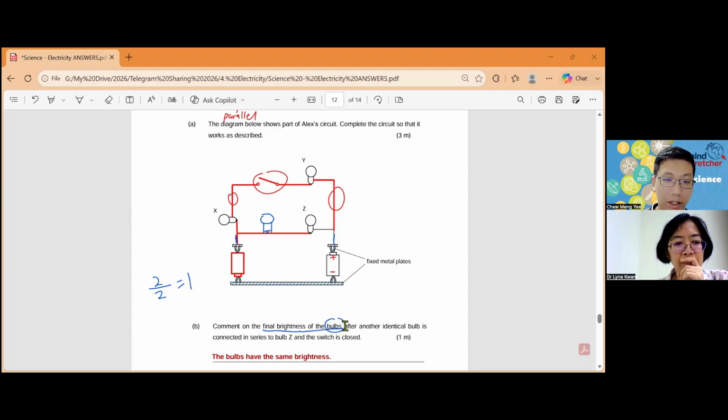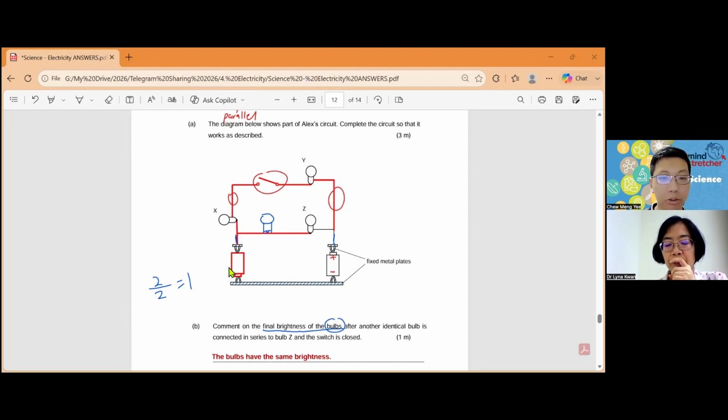So we are not talking about how Z has changed, but the final brightness, comparing all the light bulbs together. So your answer could be like, maybe X is brighter than Z, or the new one is brighter than Z. But all of them now have the same brightness. You are not wrong that the brightness of Z has decreased, but that's not what the question wants. Brightness of X and Y will be the same.